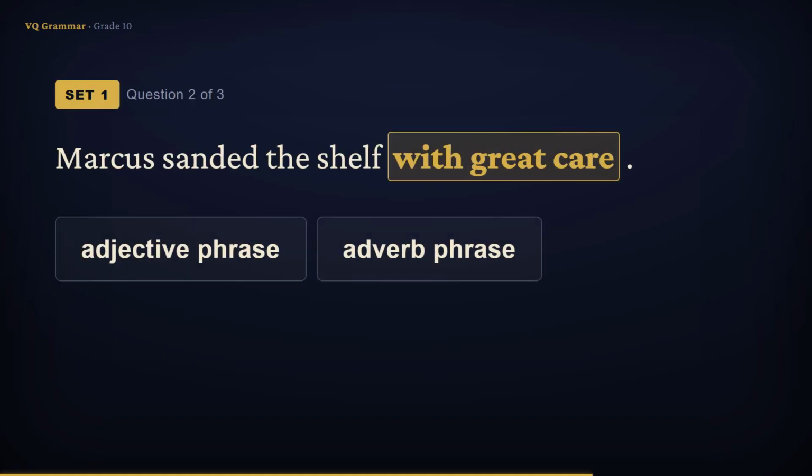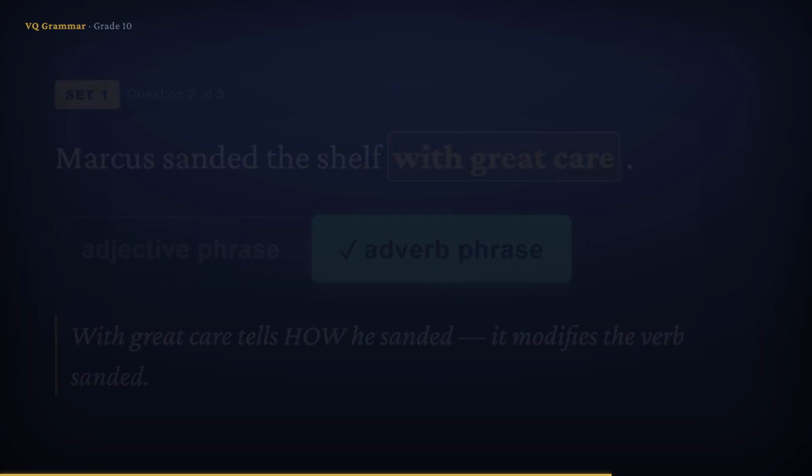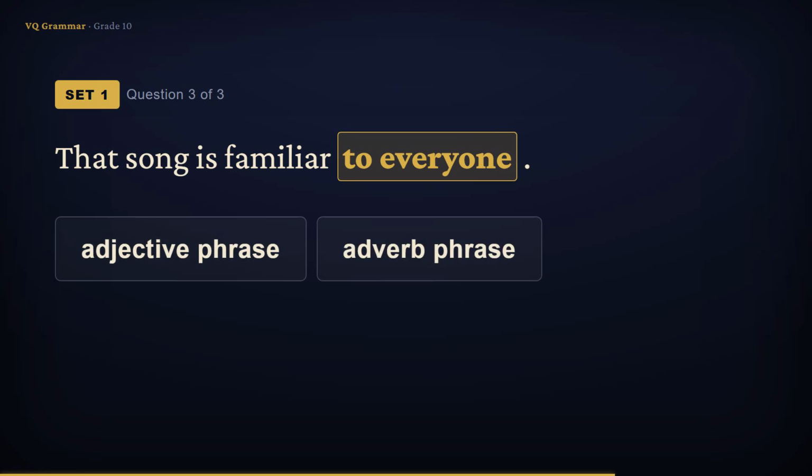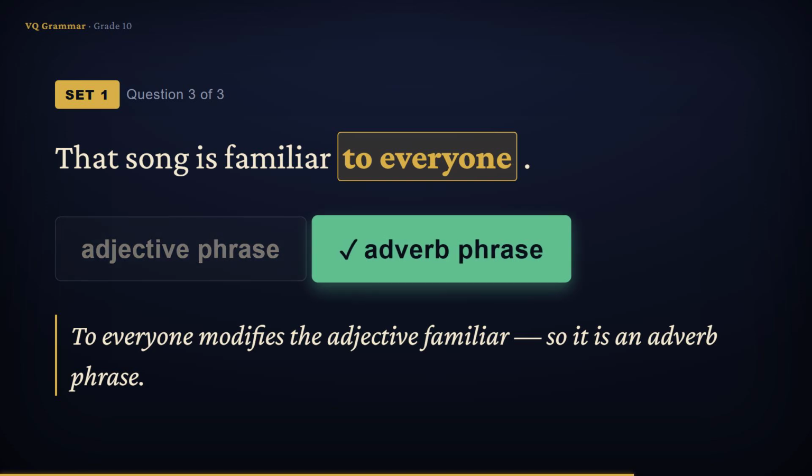Marcus sanded the shelf with great care. What does with great care actually tell us? It does not tell us which shelf. It tells us how he sanded. So the phrase modifies the verb sanded, and that makes it an adverb phrase. That song is familiar to everyone. Be careful here. To everyone does not describe the noun song. Familiar to whom? To everyone. The phrase modifies the adjective familiar, and a phrase that modifies an adjective is an adverb phrase.